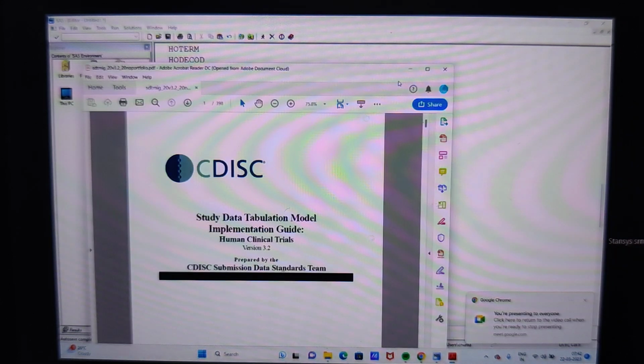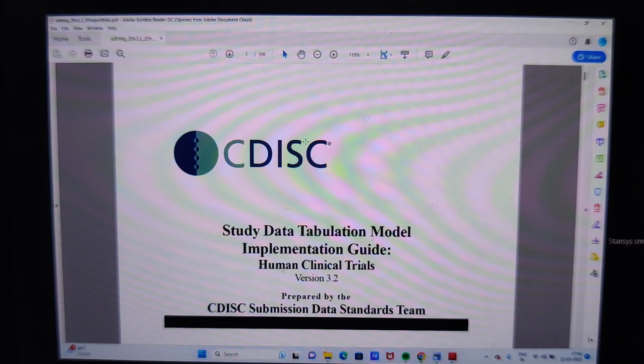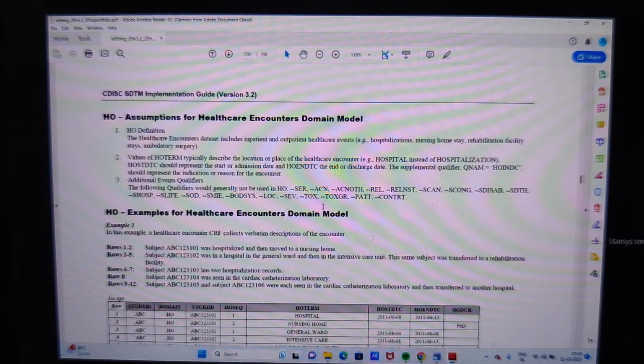Now we do not have data for HO also. Okay, we don't require that. Not so important. But I want to show you some example data. So in the CDISC guidelines 3.2, I think we have it on page number 150. Yes, we have this domain. Now this is an example data that we have.